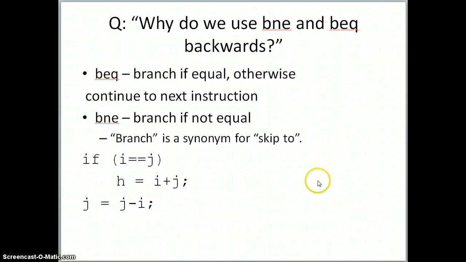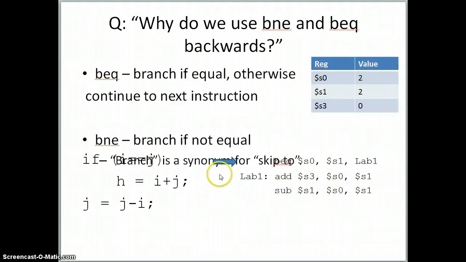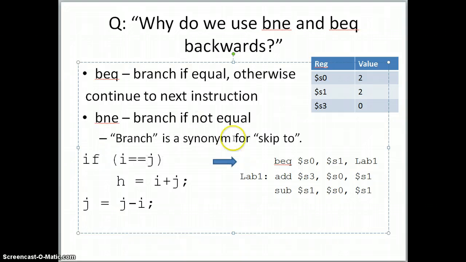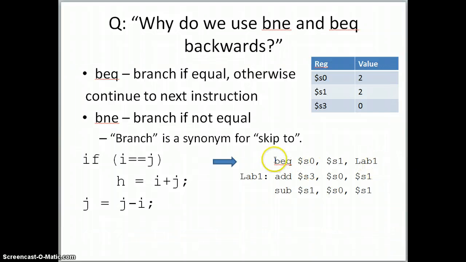Now, if we look at a naive implementation, if we were to implement it like this, where we use BEQ at the top, and here I've got my registers all filled in. Let's look at how this executes, right? So here I've got BEQ, S0, S1. So I'm comparing S0 and S1, and then if they're equal, I'm going to skip to lab 1, which is what it looks like here.